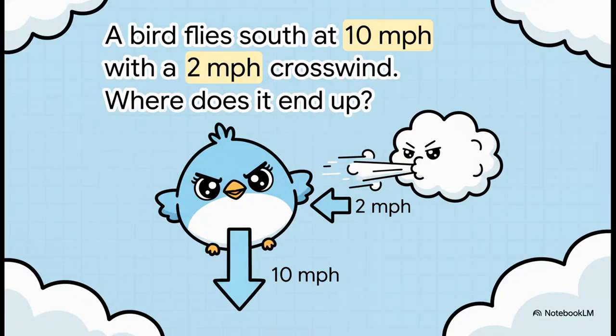Okay, to make this super clear, let's use a great example. Just picture a bird flying straight south at a steady 10 miles per hour. Simple enough. But now, imagine a 2-mile-per-hour crosswind hits it from the side. So, where does the bird actually go? Does it just get shoved sideways a bit? Does its speed change? This is the exact kind of puzzle that vectors were made to solve.